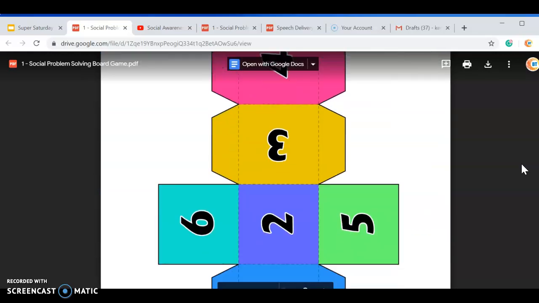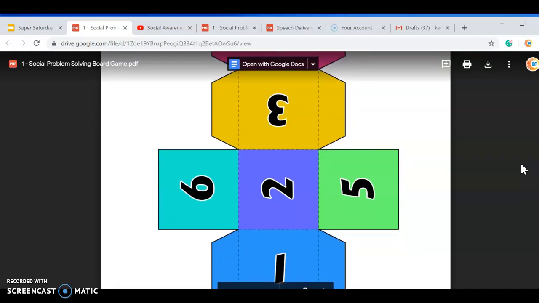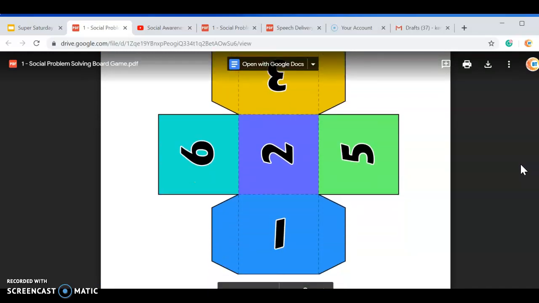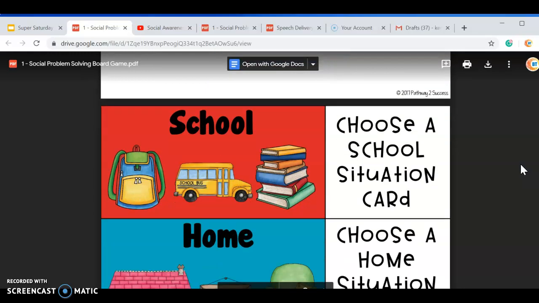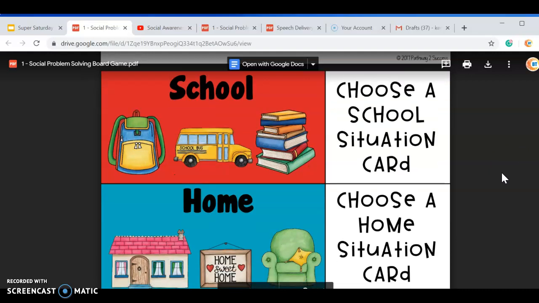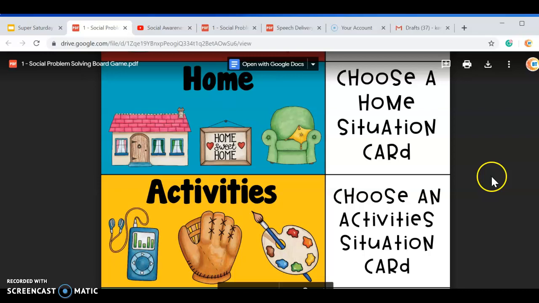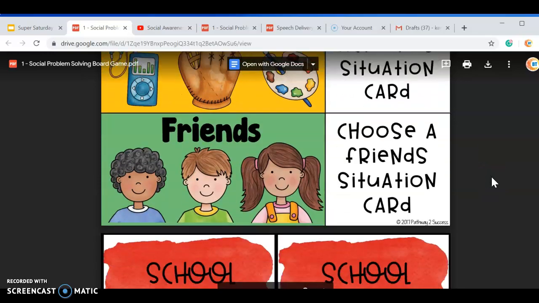This is the paper dice that the bundle provided for us, so we may use that. And these are the situational cards that they're going to choose to exhibit whichever action that they need to do, whether it's act it out or give 3 choices. So they have school situation cards, home situation cards, activity situation cards, and friend situation cards.